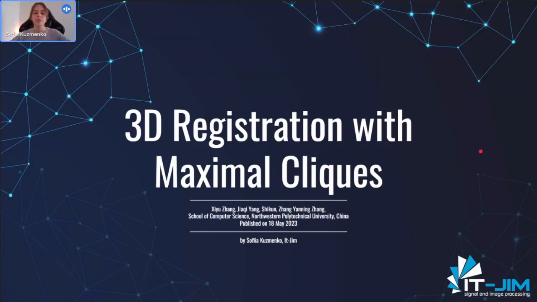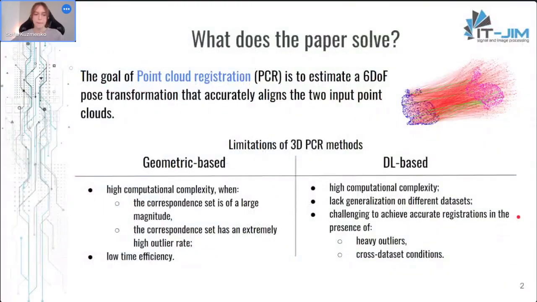I'm going to introduce you to a recent paper that proposes a new solution for 3D point cloud registration using maximal cliques. So 3D registration with maximal cliques, or I will call it for short MAC, solves the task of aligning two point clouds by estimating a 6 degree of freedom pose transformation.